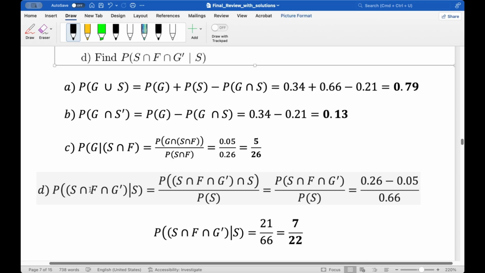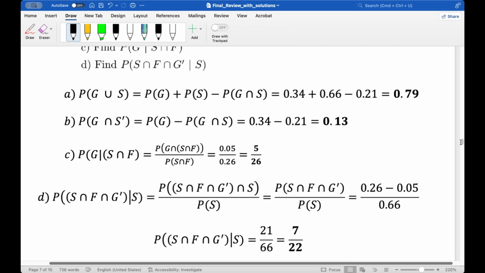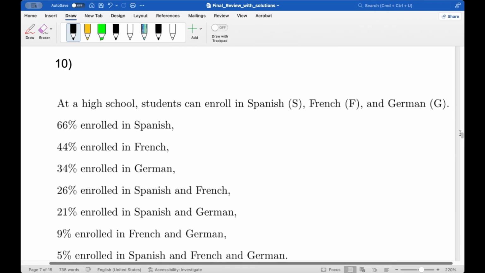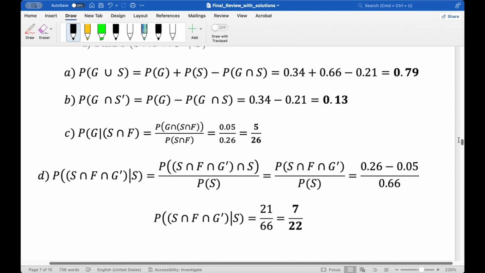Probability of Spanish and French and not German given Spanish. So it's the probability of the intersection divided by the probability of the given. Now, S intersect S just stays the same. So it's just the numerator's probability of S and F and G prime, and denominator's probability of Spanish. Spanish was 66%. S and F and G prime is the intersection of S and F minus the triple intersection. So it's 26% minus 5% for 21. And the denominator is 0.66. So 21 over 66 reduces down to 7 out of 22.